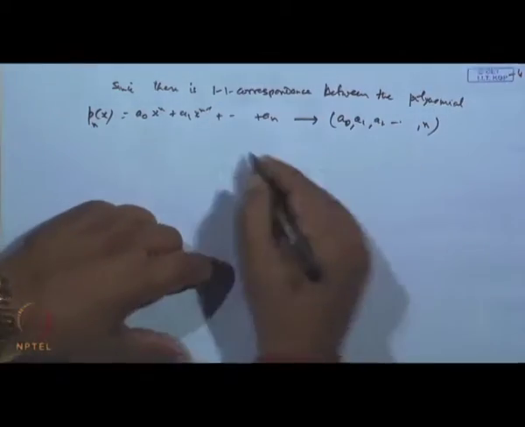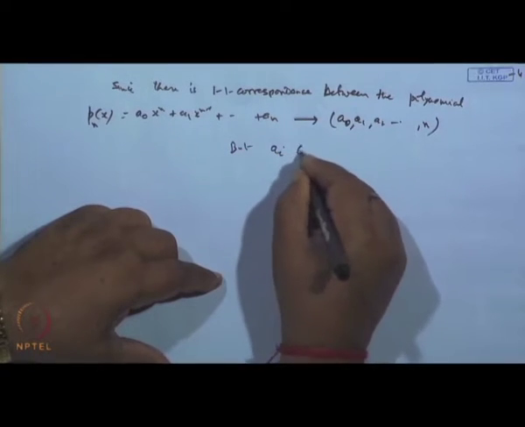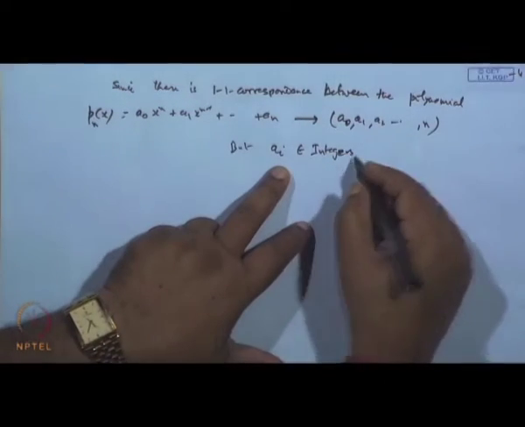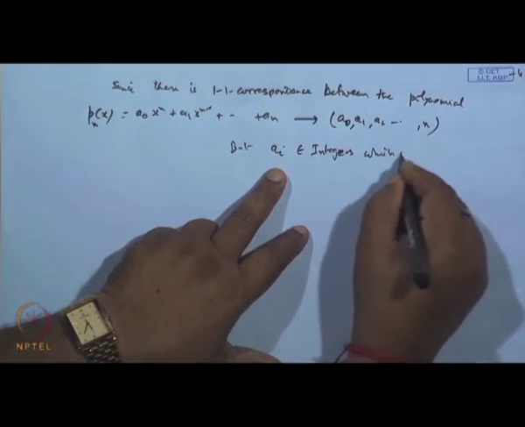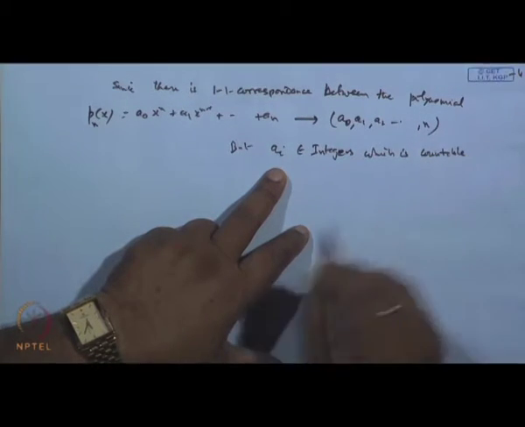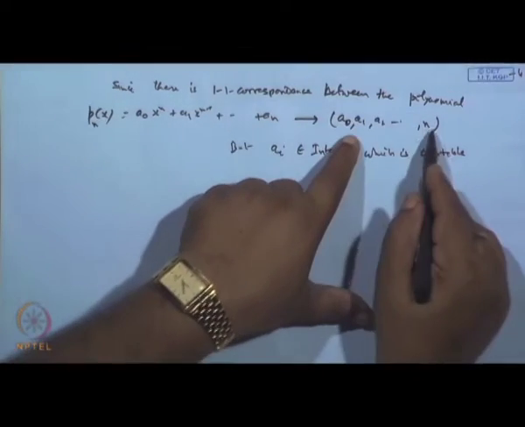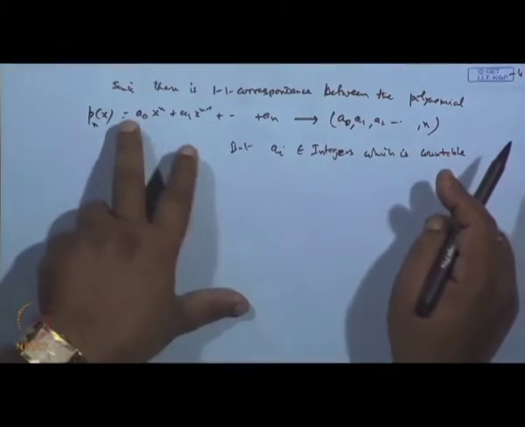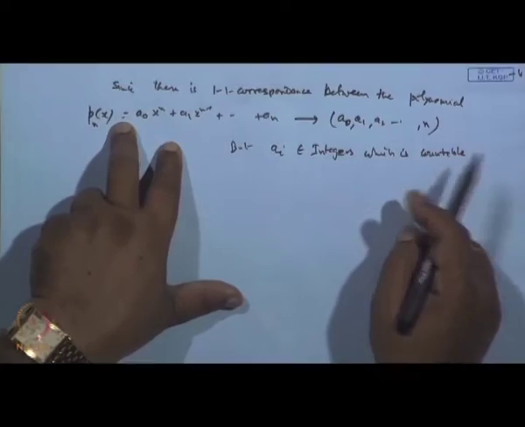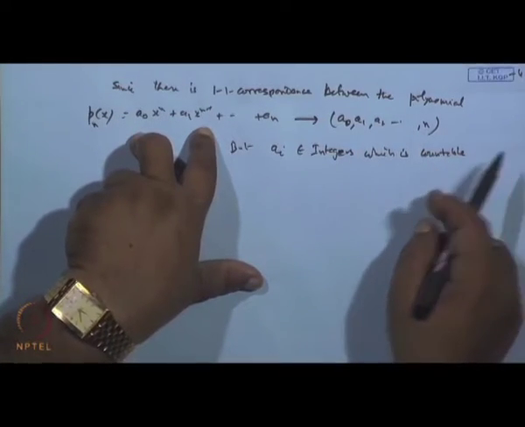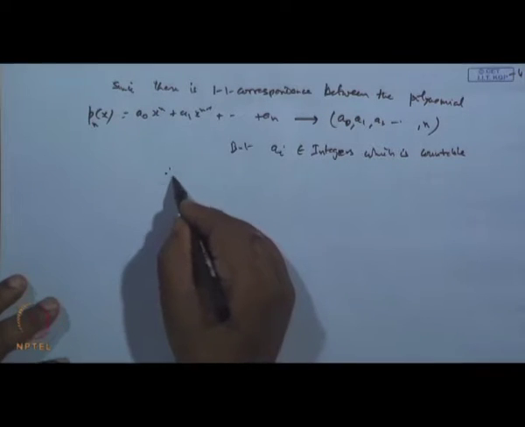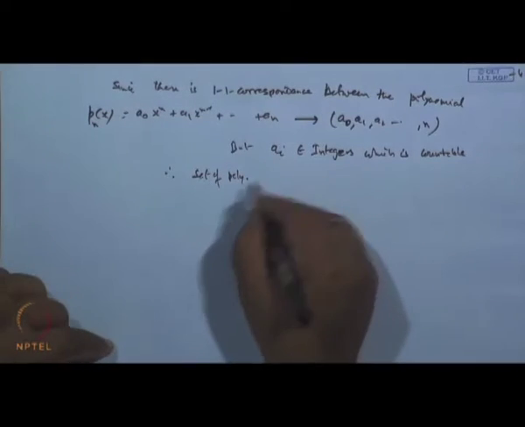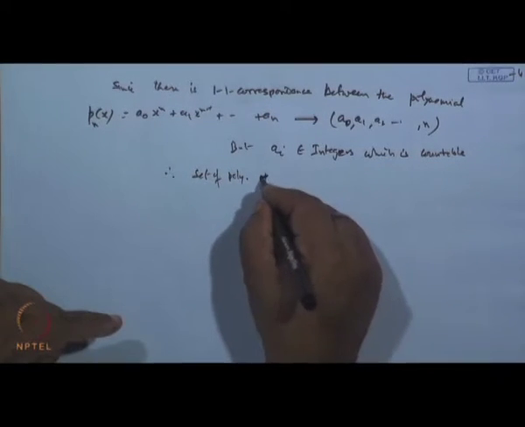But what are the coordinates? The coordinates of this, they are integers, integral values, and this integer is a countable set. So, this collection of the tuples is a countable set, because these are integers and this collection of the tuples will be countable. So, this is countable, and there is a one-to-one correspondence between the elements of this set and this. So, this collection will also be countable. This shows that the set of polynomials of degree n is countable.